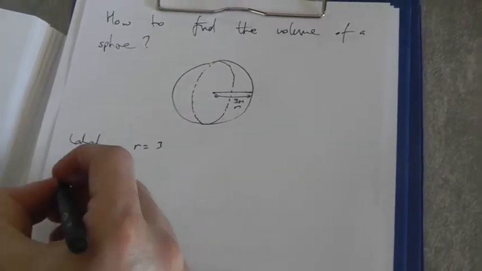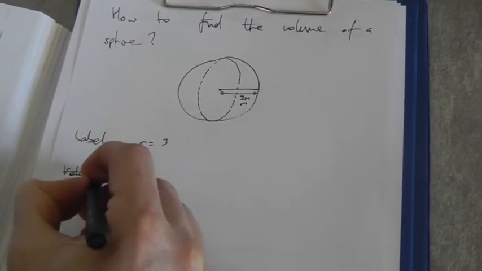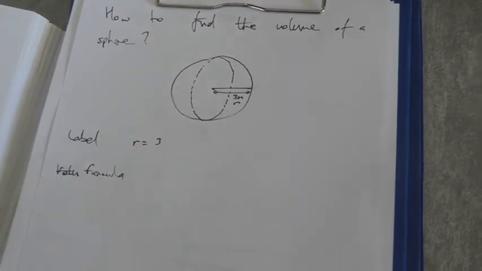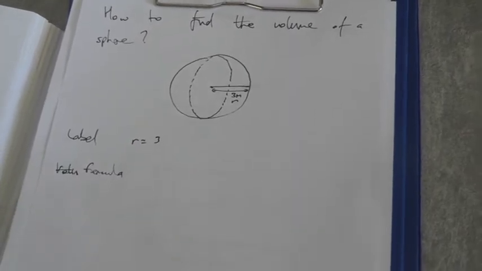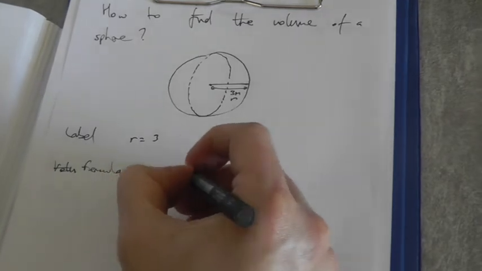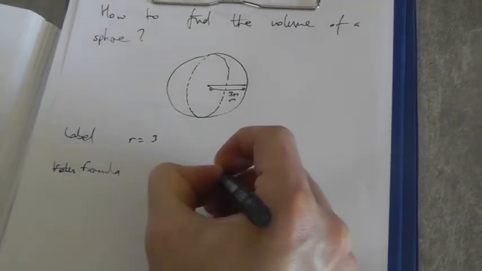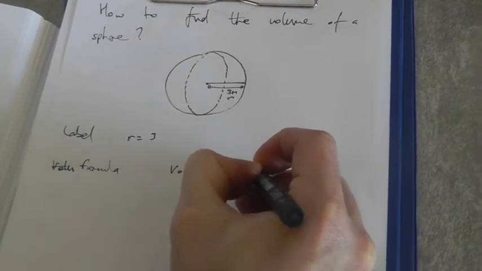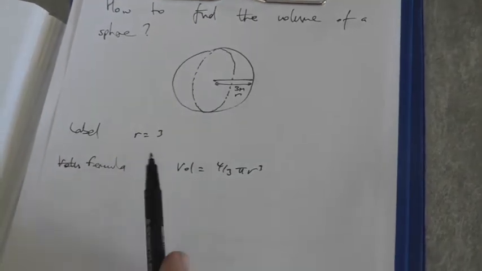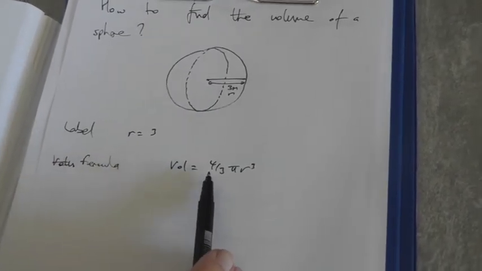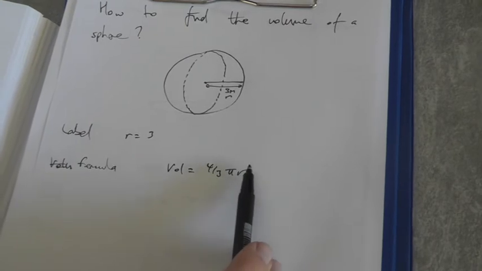The next step begins with F, and it's a formula. And the formula for the volume of a sphere I get from my table book is volume equals 4/3 pi r cubed. And we get that from the table book. The volume of a sphere, 4/3 multiplied by pi multiplied by the radius cubed.